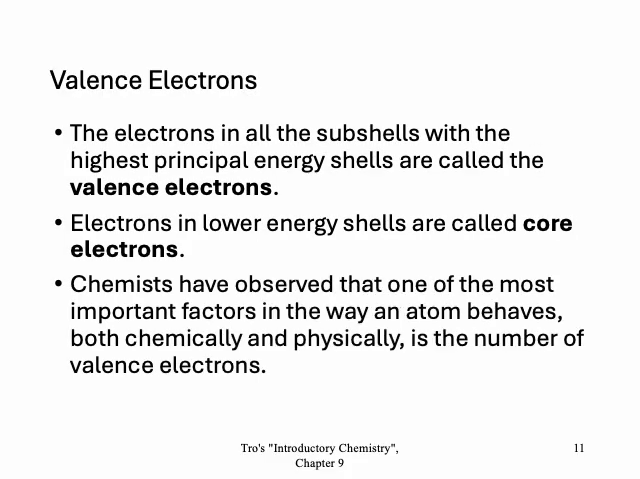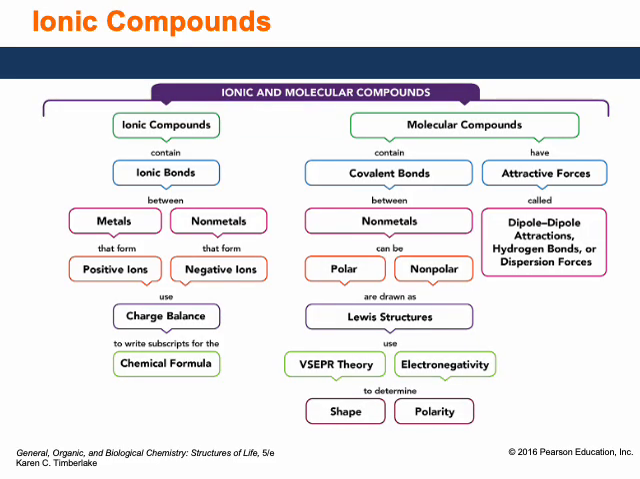So that is valence electrons. This would give you an idea of what exactly we will be talking about. So here again, these are 2 different types of compounds. One is an ionic compound, one is a molecular compound.